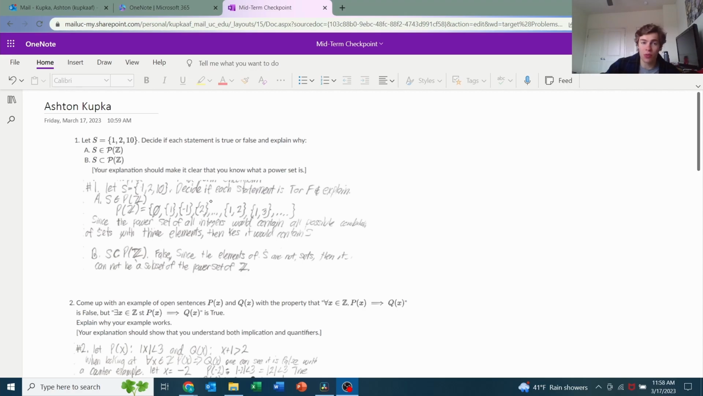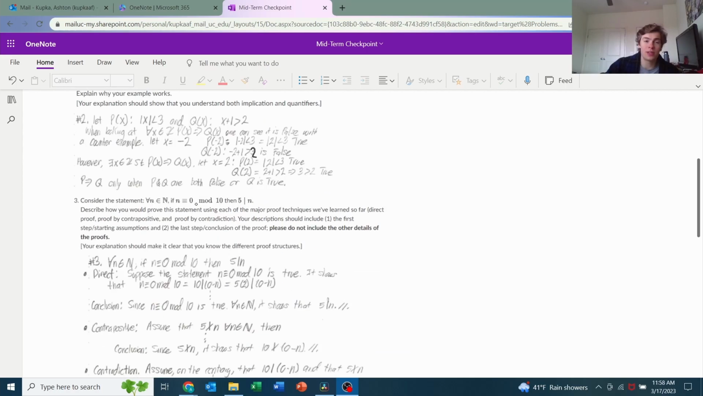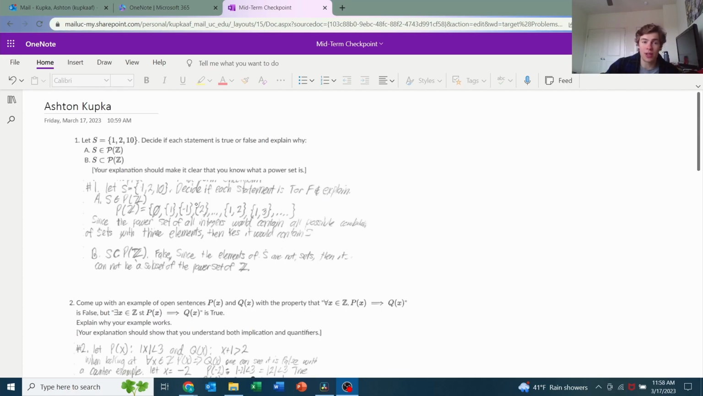So today we're discussing our 4 problems given to us. And number 1, we're going to start off with: let S be the set of numbers 1, 2, and 10, and say whether each statement is true. So, statement 1: S is an element of the power set of all positive integers.